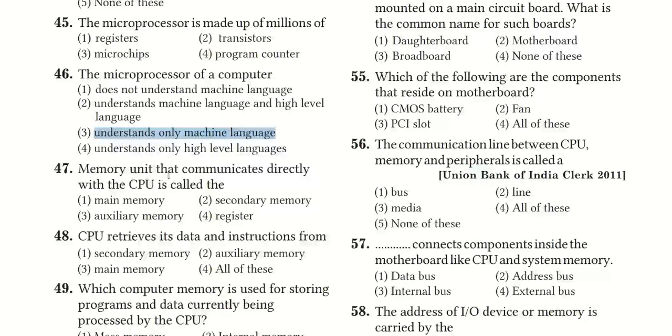The memory unit that communicates directly with the CPU is called the main memory. The CPU retrieves its data and instructions from the main memory.